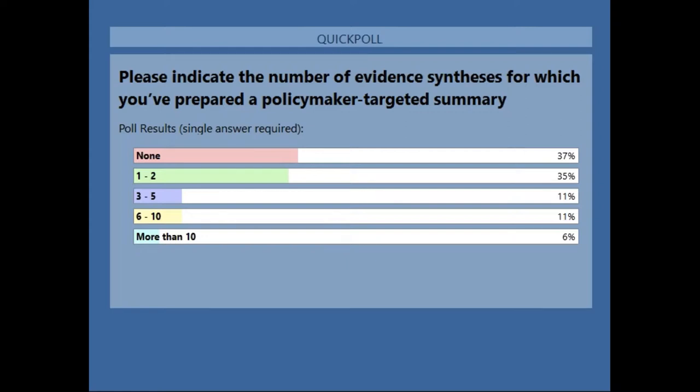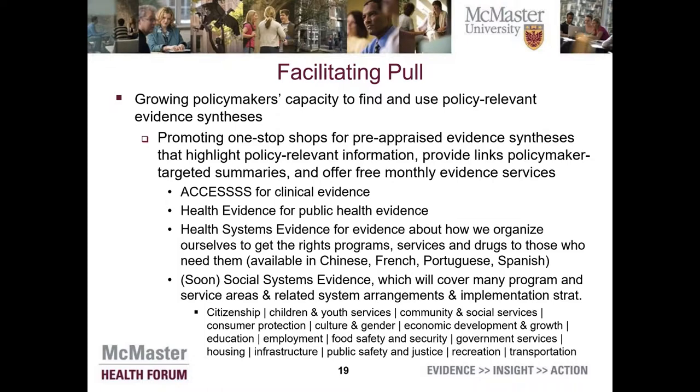Now on to facilitating. So another way of saying this is growing policymakers' capacity to find and use relevant evidence syntheses. So here, one of the things that we can do are promote one-stop shops for pre-appraised evidence syntheses that highlight policy-relevant information, provide links to policymaker-targeted summaries, and offer free monthly evidence services.